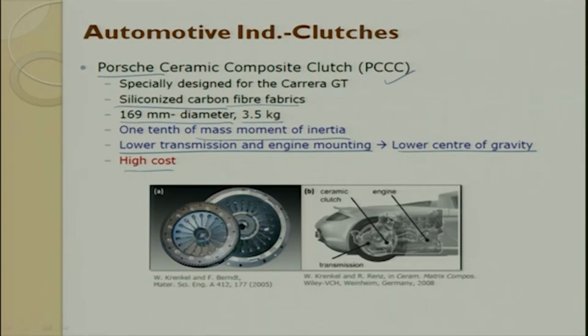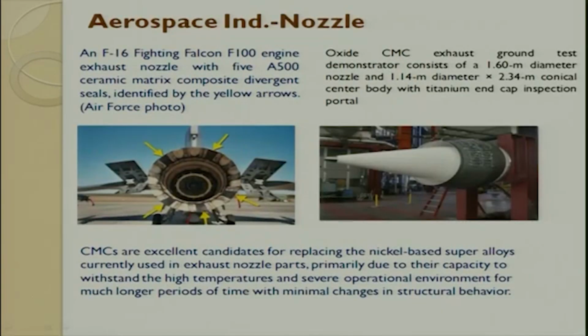So, you can see that in transmission systems also there are ceramic clutches. Here are the ceramic clutches, this is the engine and you have the transmission. So, now in transmission and in ceramic clutches they are using ceramic matrix composites.